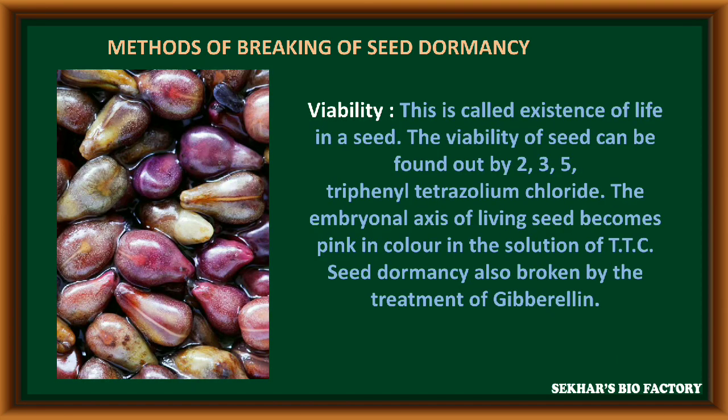The last method is viability. Viability is called existence of life in a seed. This viability can be tested with the help of a test. In this, the viability of a seed can be found out by 2,3,5 triphenyl tetrazolium chloride. By keeping the seeds in this TTC solution, the embryo will be converted into pink color, which indicates its viability. Finally, seed dormancy can be broken with the help of gibberellins or gibberellic acid as a hormone.